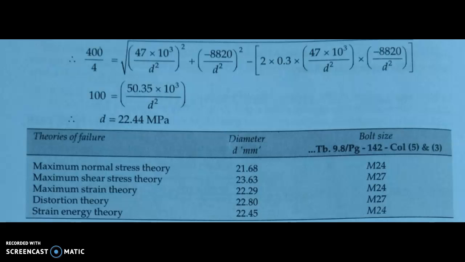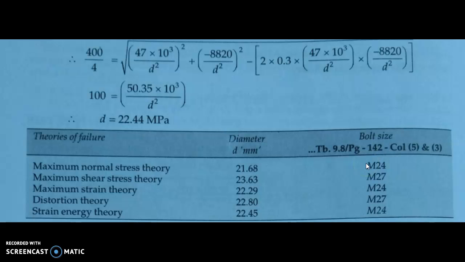So finally we can conclude like this. According to maximum normal stress theory, the diameter d is equal to 21.68, and according to maximum shear stress theory, 23.63. Similarly, according to all the other theories, we can write the exact value of the diameter here. Finally we have to convert these values, because the actual diameter we cannot manufacture. We already studied that there are standards and different codes available in the market. So we have to convert our design value into that particular standard.